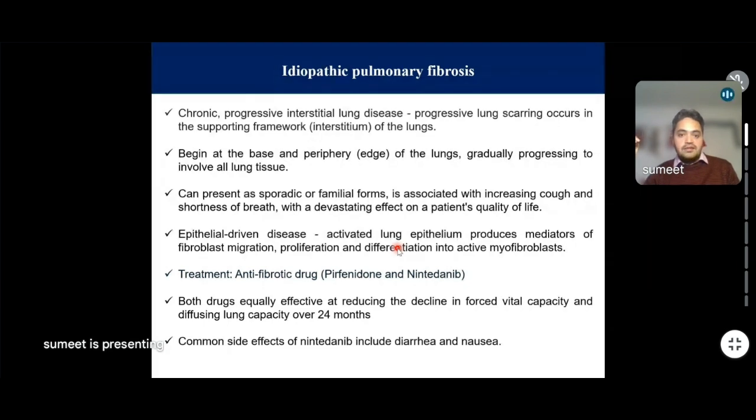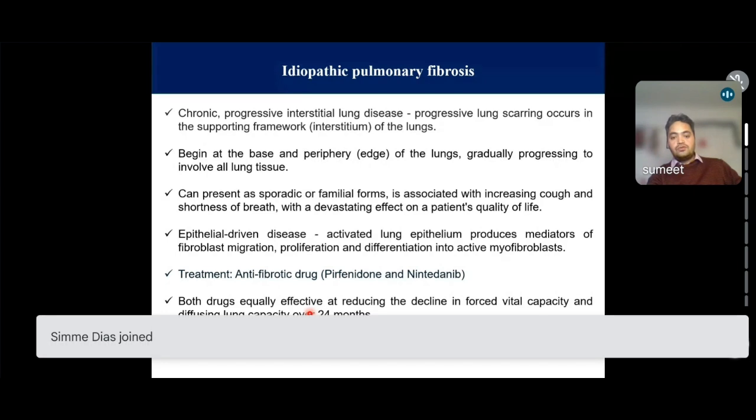We do have drugs against this particular disease, a couple of antifibrotic drugs. But one of the sad things is that these drugs are effective only for up to 24 months. So imagine if someone has IPF and they are on these two drugs, they can survive just for 2 years.